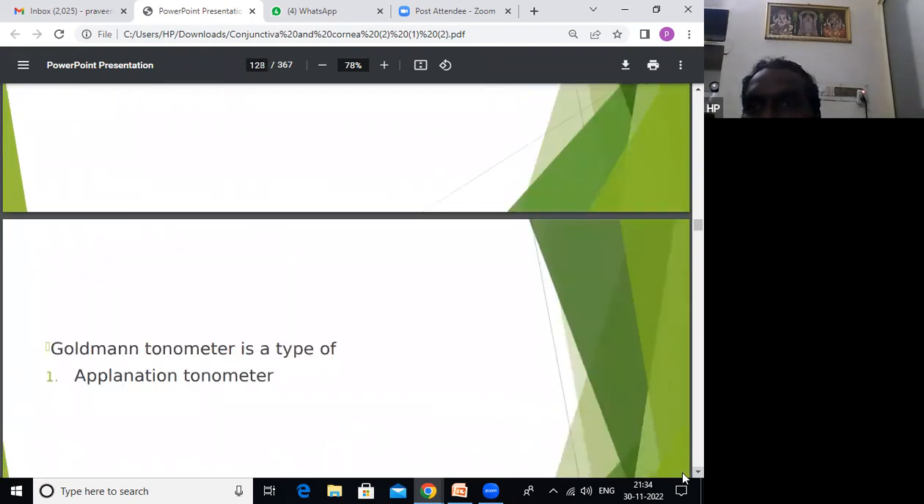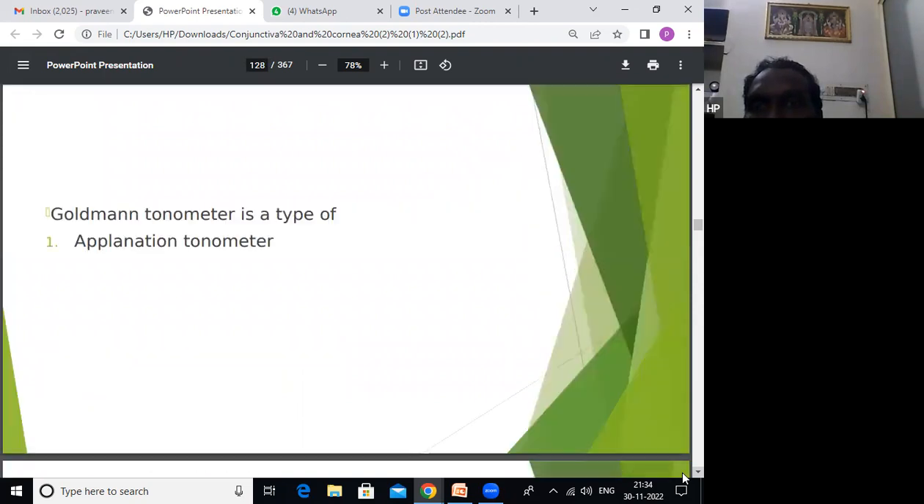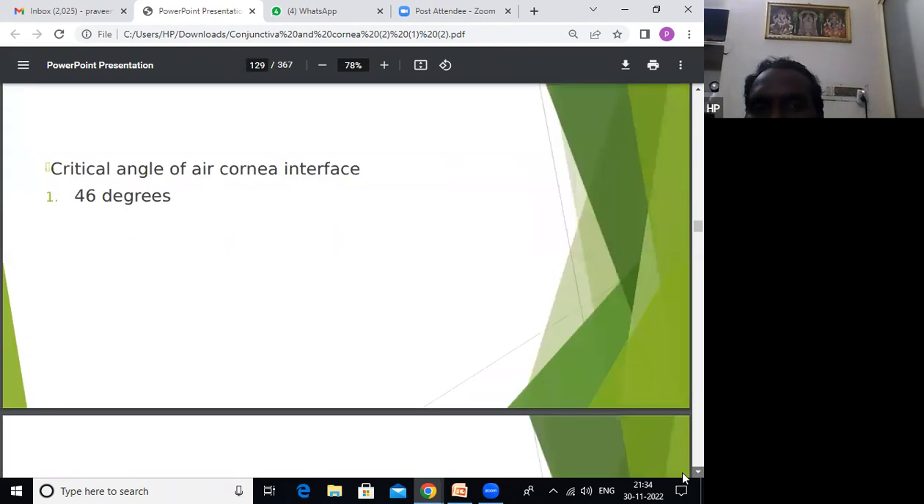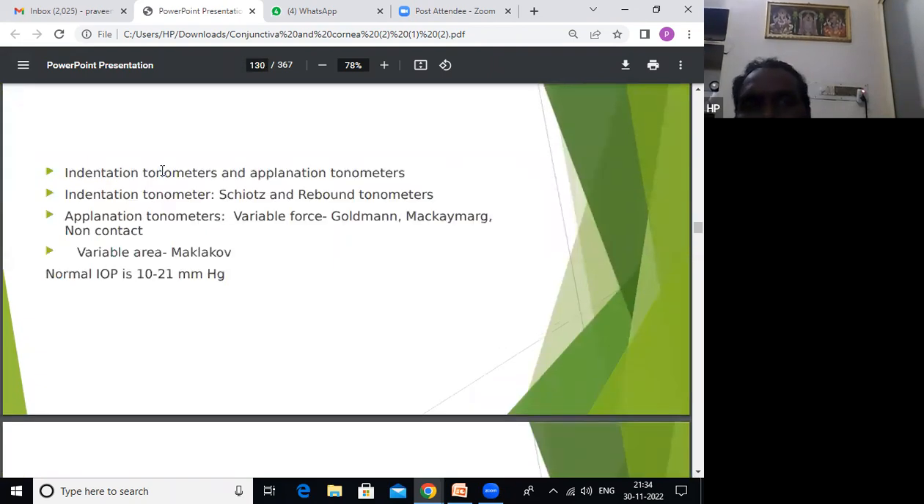Goldmann tonometer is a type of applanation tonometer. That is the question. Schiotz tonometer is a type of indentation tonometer. See here, I've given it, that's why I made the slide. Indentation tonometers are Schiotz and rebound tonometer. Applanation tonometers are Goldmann, Mackay-Marg, and Maklakov. So these are the different tonometers. This slide itself has 3 to 4 MCQs.